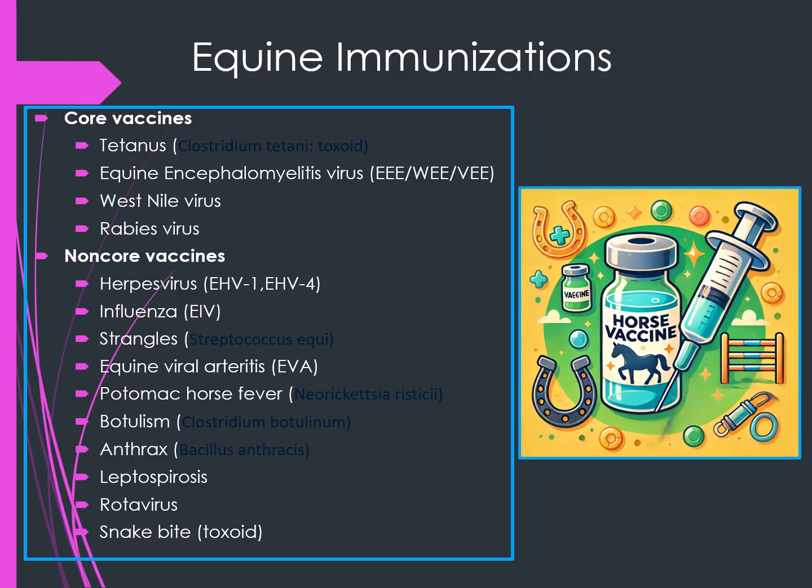And then we have the West Nile virus and the rabies virus. And these are our core vaccines. Herpes virus, influenza, and strangles are non-core vaccines. Remember, strangles is an upper respiratory infection in horses caused by Streptococcus equi. We have equine viral arteritis, or EVA, Potomac horse fever, which is caused by the bacteria Neorickettsia risticii, botulism, which is caused by Clostridium botulinum, and anthrax, which is caused by Bacillus anthracis. Also leptospirosis, which is a zoonotic bacterial infection, rotavirus, and the snakebite vaccine.